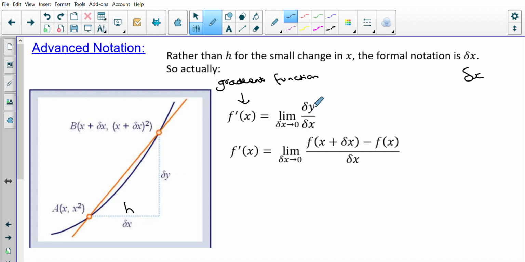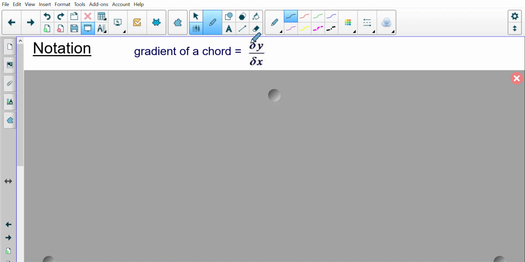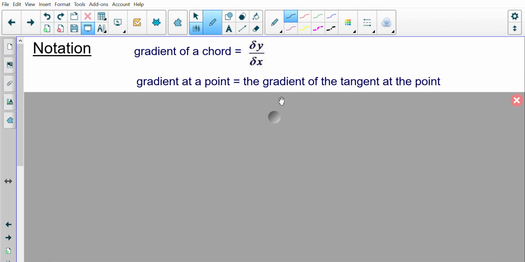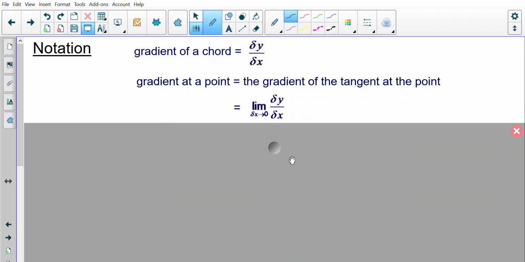When we're using this delta y by delta x notation instead of the h, the gradient of our chord is delta y over delta x. The gradient at the specific point is the gradient of the tangent at that point. So my estimate for the gradient of the point, remember, is the gradient of the chord, where I've moved along a very small distance from my x-coordinate. The gradient at the point is the gradient of the tangent at that point, and we get to the gradient of that tangent as we make delta y and delta x much, much, much smaller.